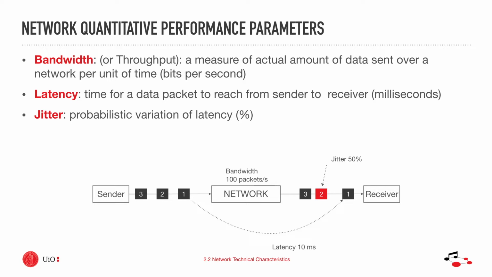And between sender and receiver, we have a latency of 10 milliseconds. So packet number 1 will reach the receiver after 10 milliseconds. But as you can see from this illustration, there may be a little bit of jitter. So packet number 2 is affected by 50% jitter. So instead of reaching the receiver within 10 milliseconds, it will reach within 15 milliseconds.